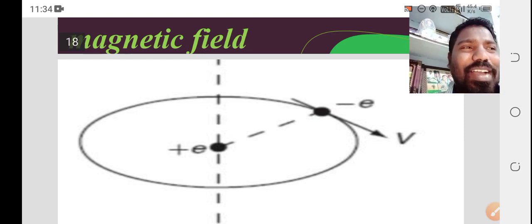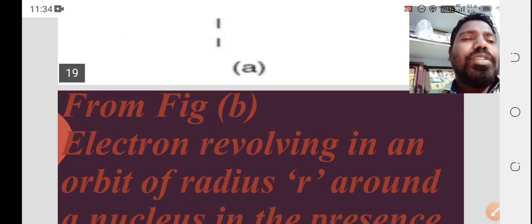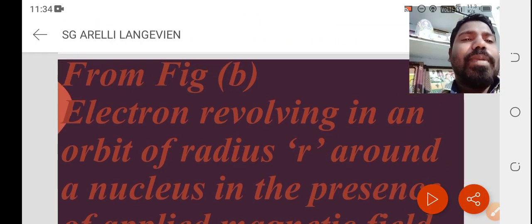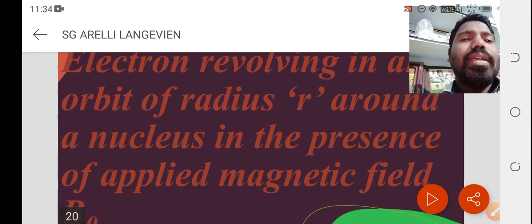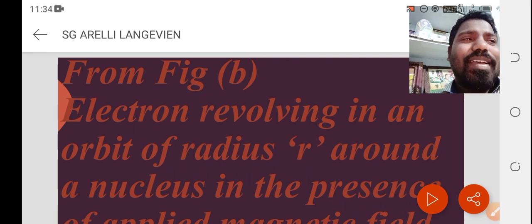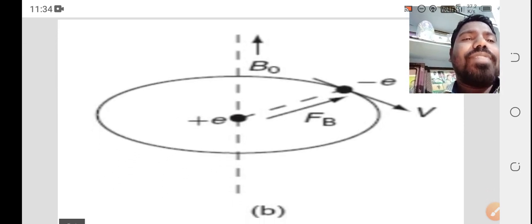A revolving of electron in the absence of external field. Coming to figure B, what is figure B? Electron revolving in an orbit of radius r around a nucleus in the presence of applied magnetic field.